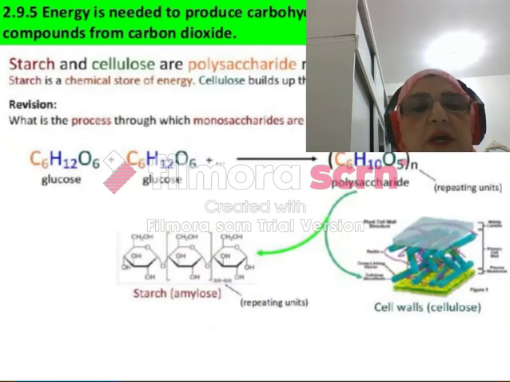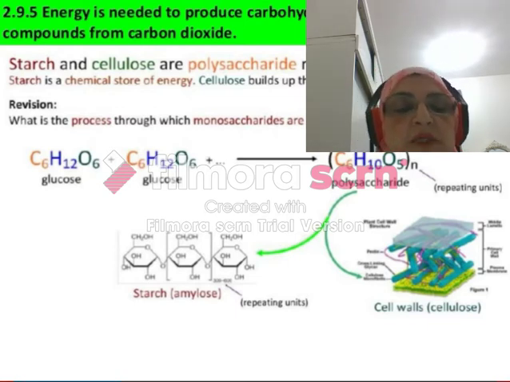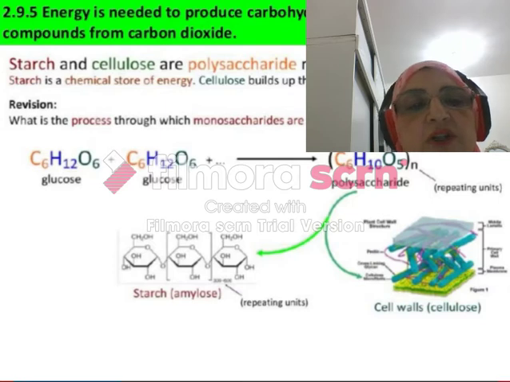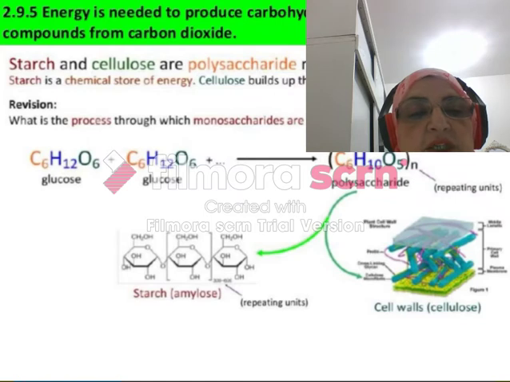Starch and cellulose are polysaccharide molecules found in plants. Starch is the chemical store of energy, and cellulose builds up the plant cell wall. So once the plant produces a monosaccharide like glucose, further processes should take place in order to convert glucose, which we call monomers, into more complex sugar polysaccharides like starch and cellulose. Here is a summary for the process of polymerization where the monosaccharides convert into polysaccharides.